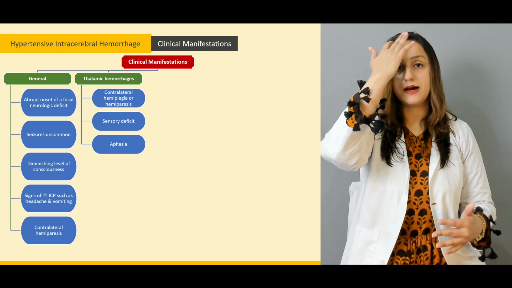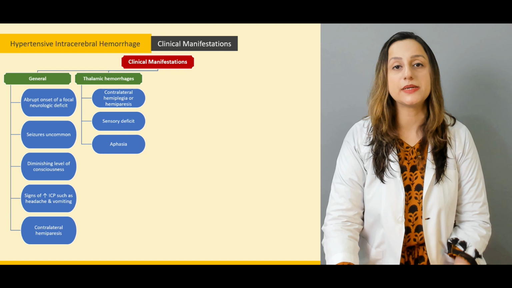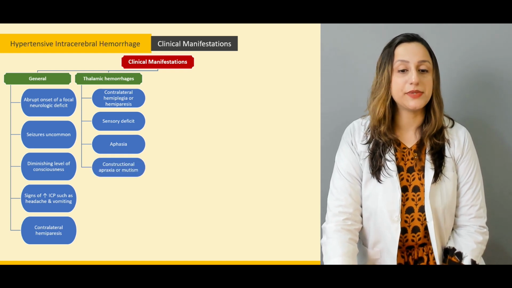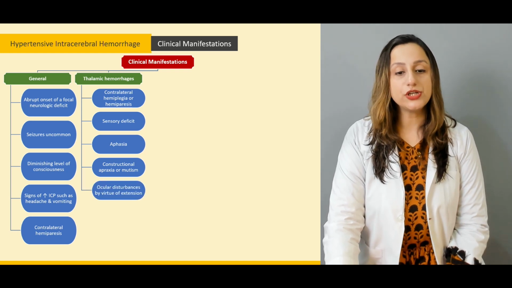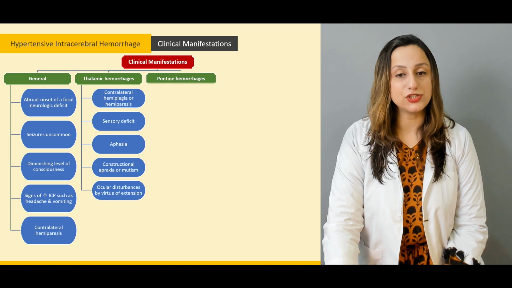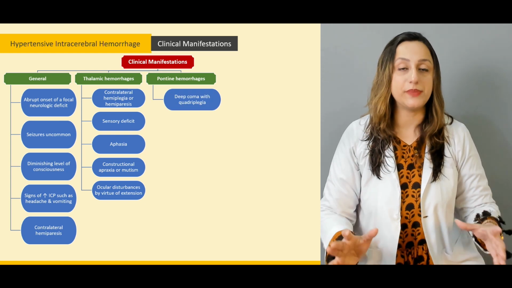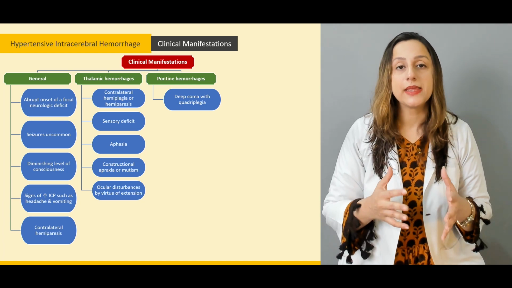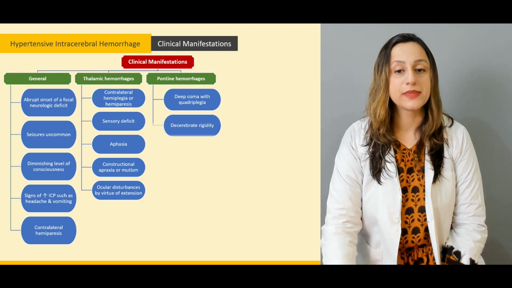If Broca's area or Wernicke's area is affected, the patient may have aphasias. Particularly, the patient can have constructional apraxia or mutism. Ocular disturbances occur by virtue of extension. Particularly if pontine hemorrhages occur, the patient may be in a deep coma with quadriplegia. The word quadriplegia basically signifies that all four limbs are affected in these patients.